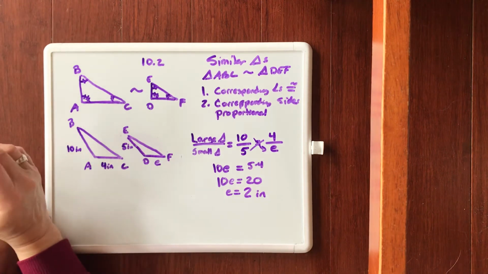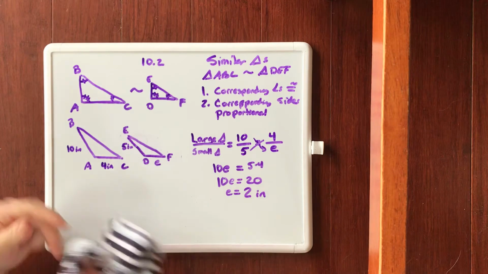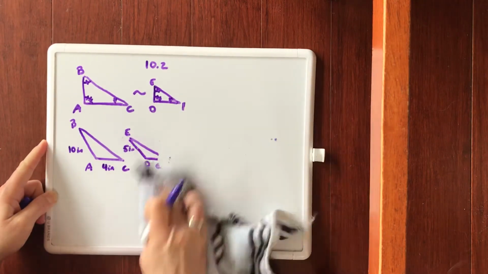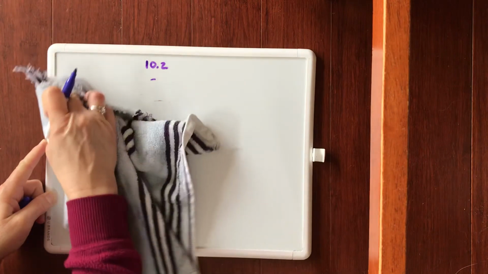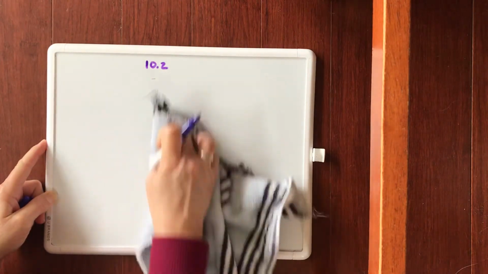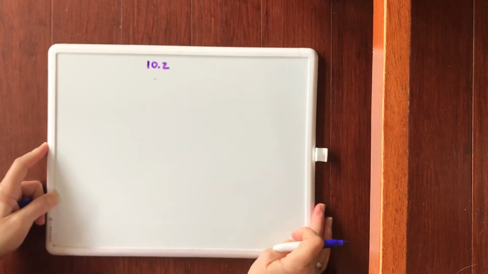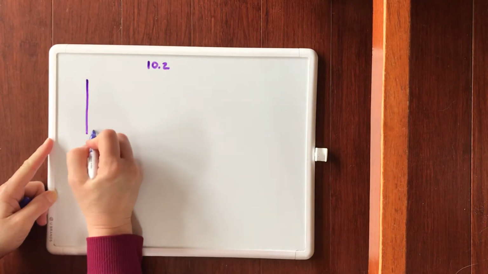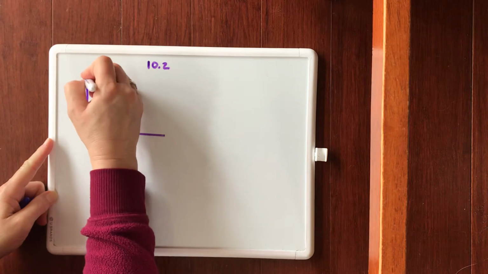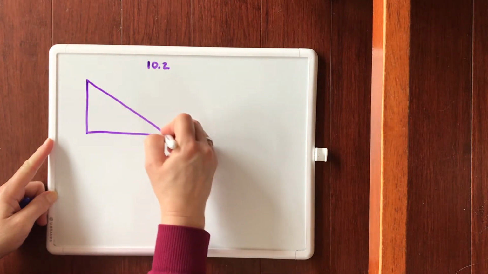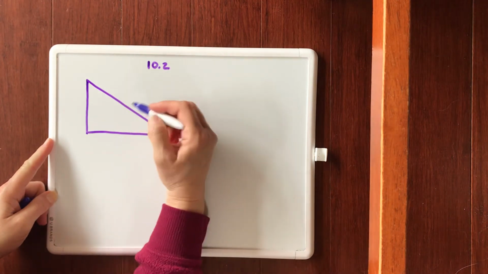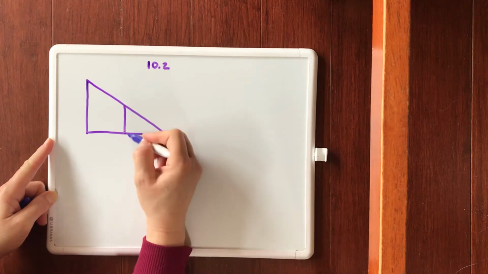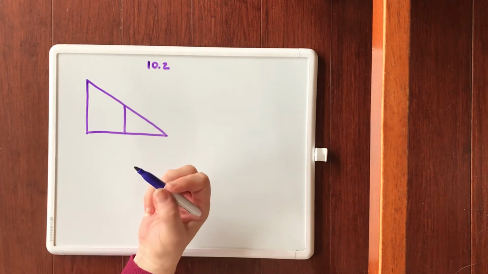So let's look at a more complicated problem using similar triangles. It's not really more complicated, it just looks more complicated, but we'll break it down so it's not so difficult. Okay, so let's say we have a triangle, and then we have another triangle within the triangle. See the smaller triangle and a large triangle?